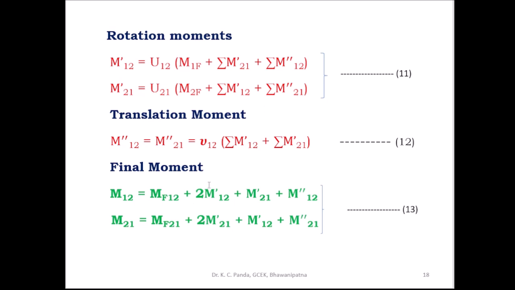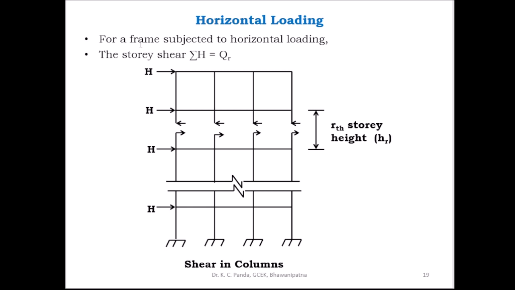Then the final moment can be obtained by using this expression. M12 is equal to MF12 plus twice into the near end rotation moment plus once the far end rotation moment plus the translation moments. Similarly, M21 is equal to MF21 plus twice M-21 plus M-12 plus M-21. So this is the formula. So by using this formula, you can find out the rotation moments, then translation moments, then you can find out the final moments. Then coming to the frame with the lateral translation of joints and the frame subjected to horizontal loading.